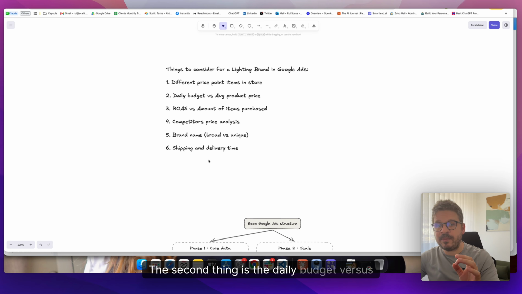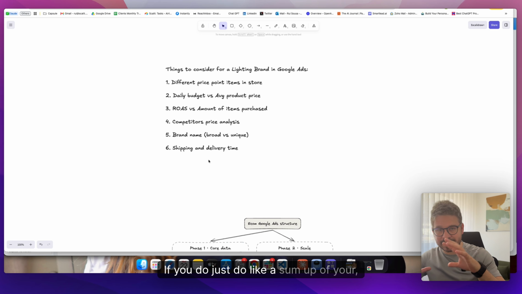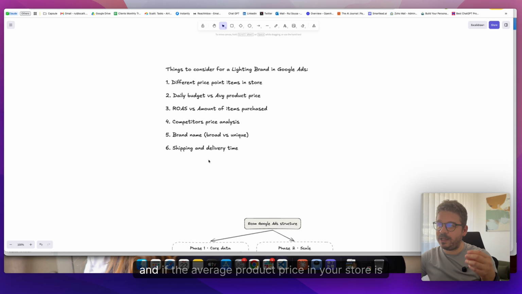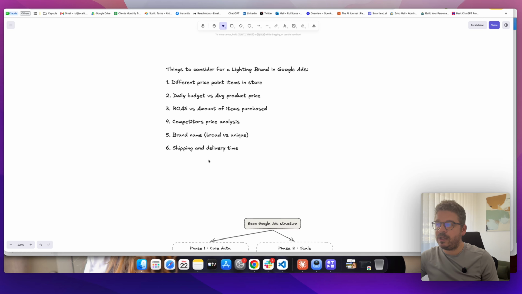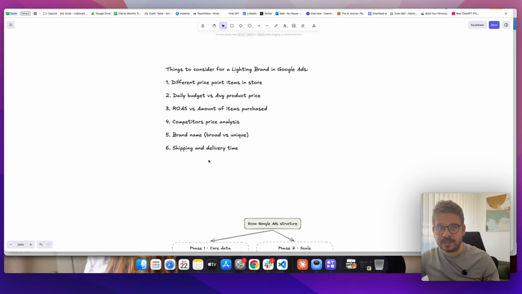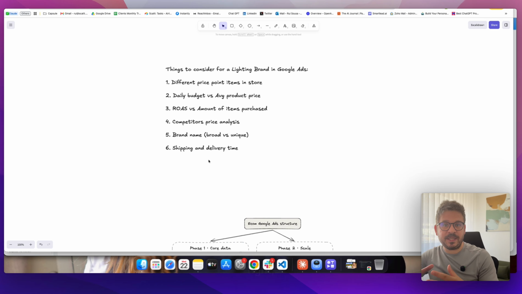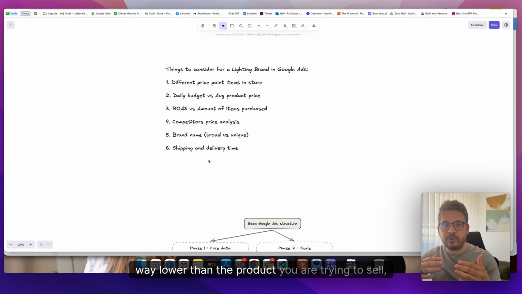The second thing is the daily budget versus average product price. Really straightforward, guys. If you just do a sum up of your store, and the average product price in your store is like $1,000, and you just have a daily budget of $10, that means that you need not even 10 days, like almost 100 days to reach the $1,000 mark. So it's really difficult for you to understand if it works or not, because your daily budget is way lower than the product you are trying to sell.